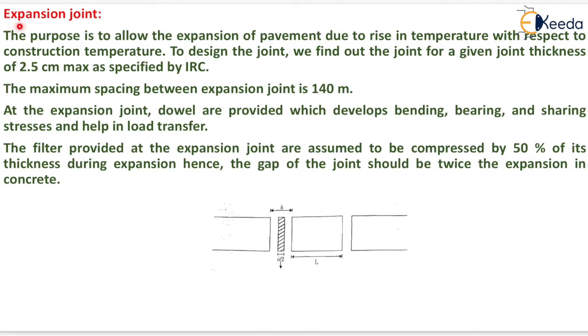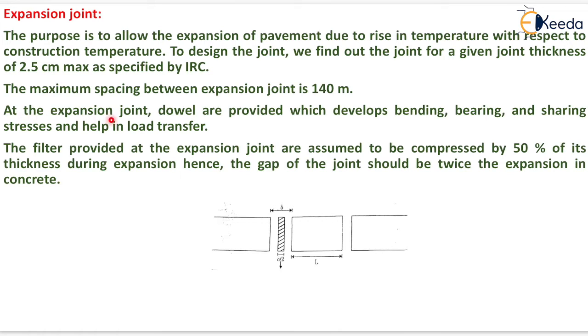Now we will study expansion joint. The purpose is to allow the expansion of pavement due to rise in temperature with respect to construction temperature. To design the joint, we find out the joint for a given joint thickness of 2.5 cm maximum as specified by Indian Road Congress. The maximum spacing between expansion joints is 140 meter.